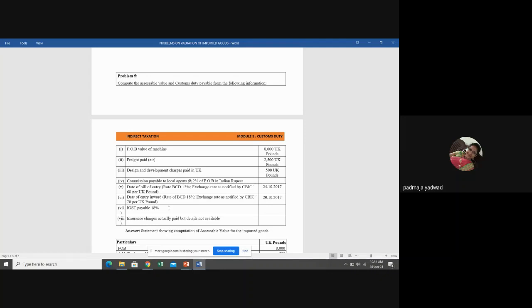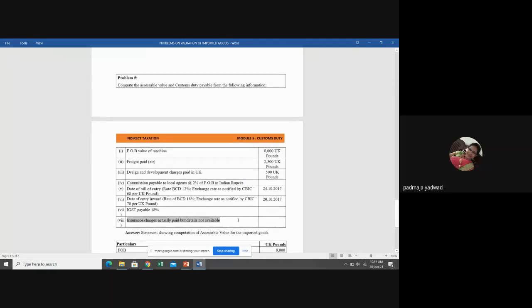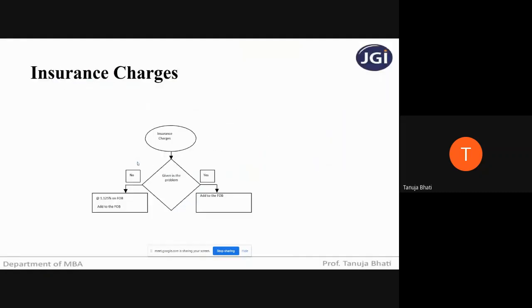Assessable value, BCD plus social welfare surcharge. Insurance charges actually paid, but details are not available. What are you going to do? Ma'am, 20% of FOB. I repeat, 1.125% of FOB. Yes, ma'am, 1.125% of FOB. Okay, 20% is only in case of freight. When it is insurance, it is 1.125% on FOB.